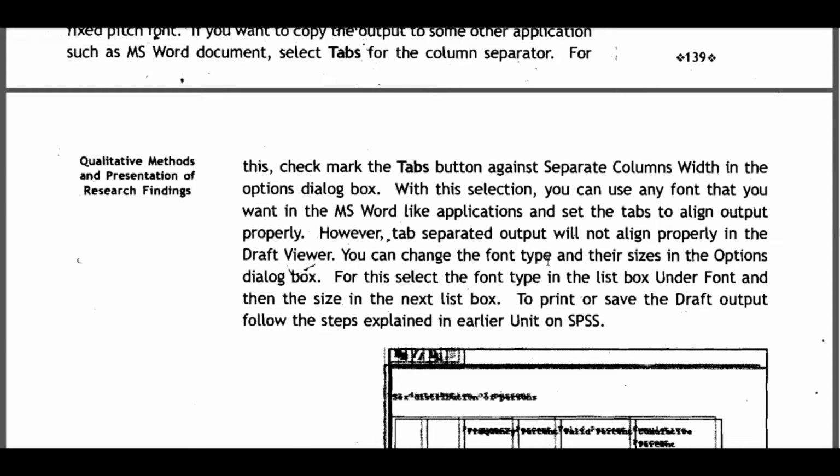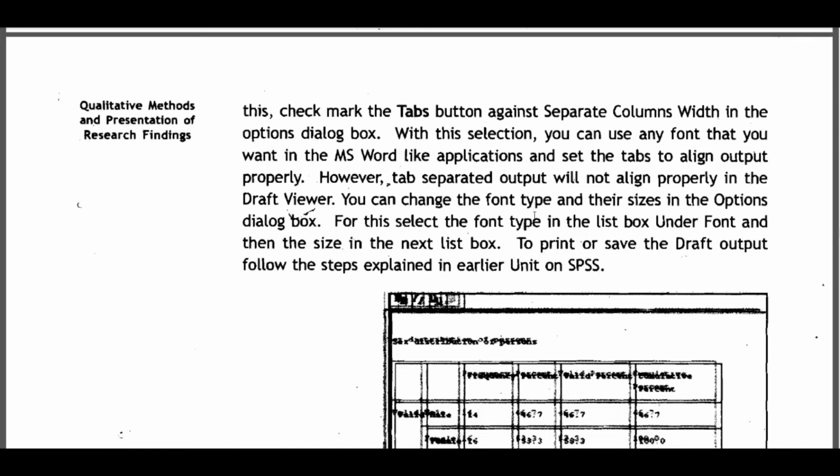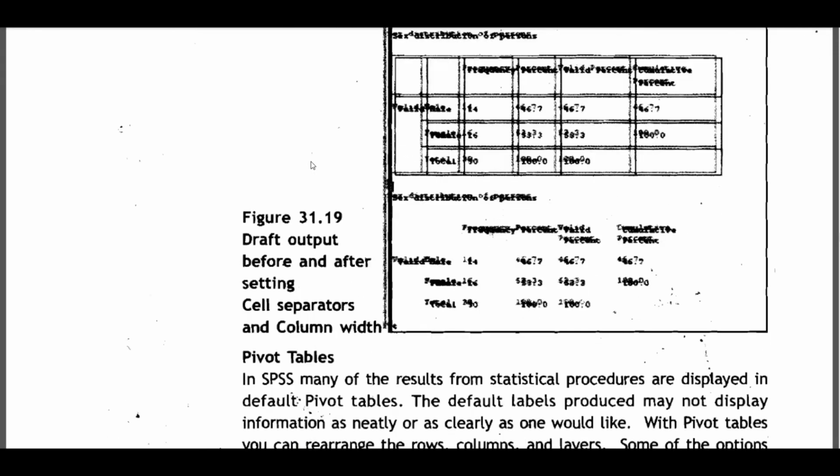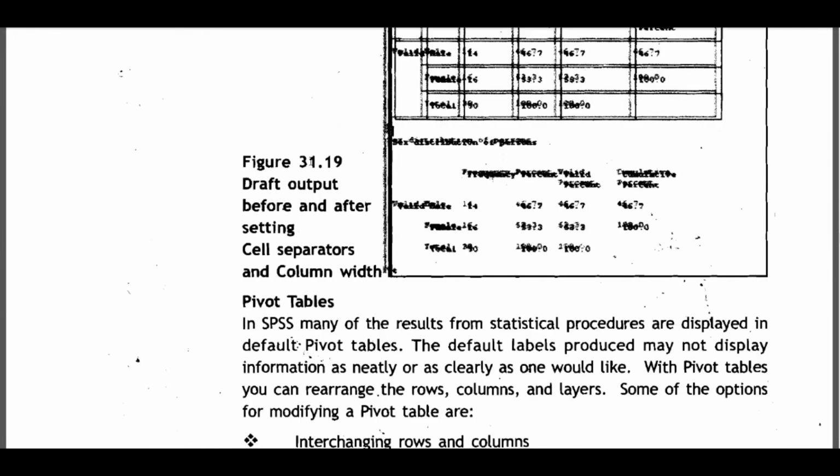You can change the font type and sizes in the options dialog box. For this, select the font type in the list box under font, then the size in the next list box. Then print or save the draft output using the steps explained in the earlier unit on SPSS. I think it will be better to do this directly on the software. Then only you can clearly understand, and when you do it in the software, it is also very easy and very familiar steps, like changing the font and all those kinds of things.